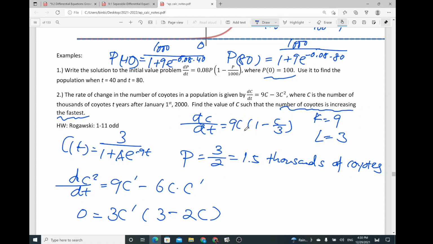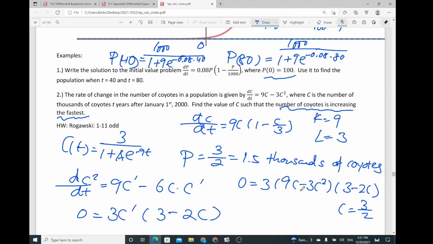C prime is this model, the rate of change. And then we want to find out the population, so plug in that C prime. So we got 0 equals 3 times 9C minus 3C squared times 3 minus 2C. One thing that we found is that C would be 3 over 2, which is 1.5. This one could be either the fastest or the slowest, so we don't know. But let's find out the other one as well.